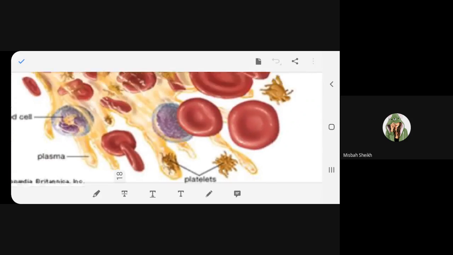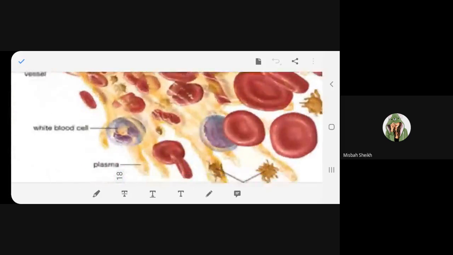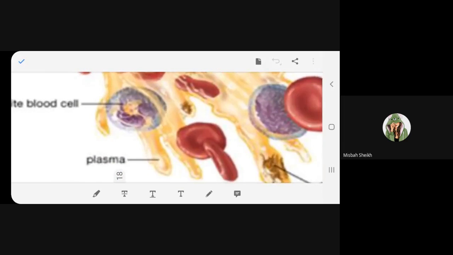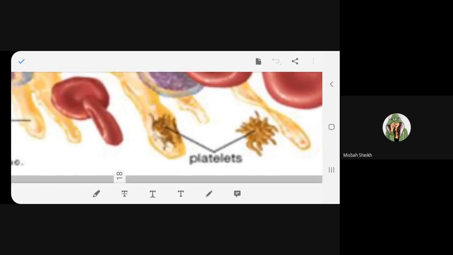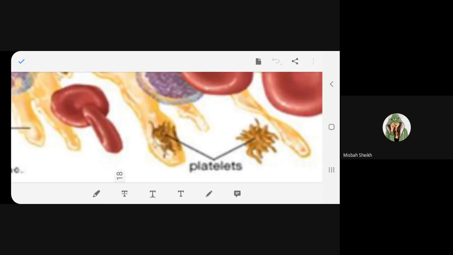Again, ma'am, I repeat. This is RBC, this is WBC, this is plasma, and these are platelets. Any problem, better? No, ma'am. No problem.